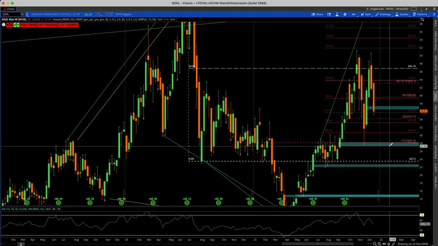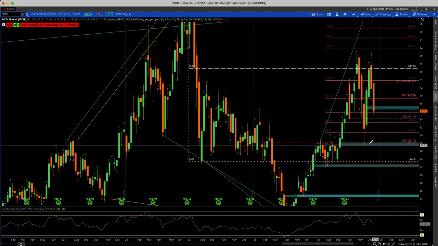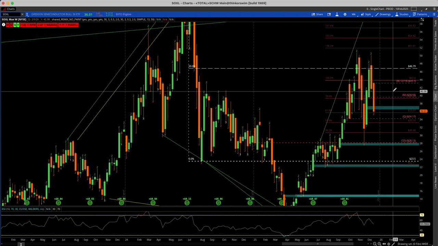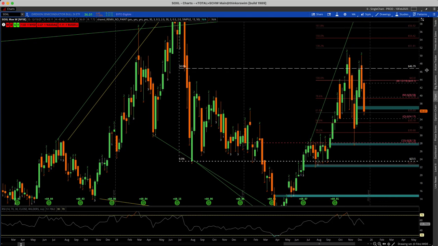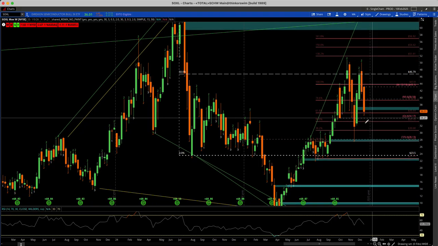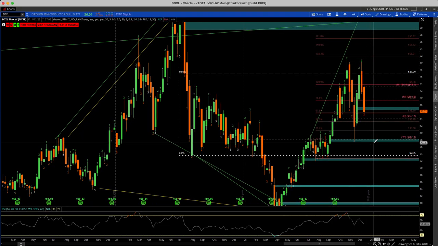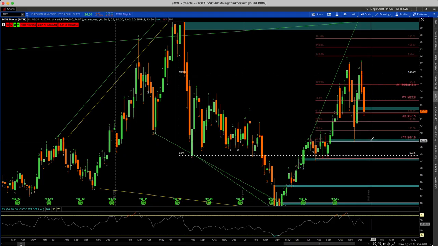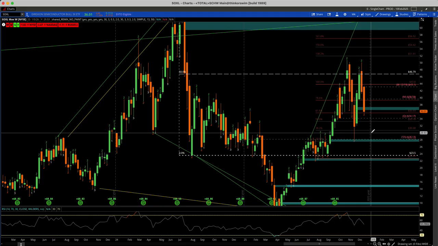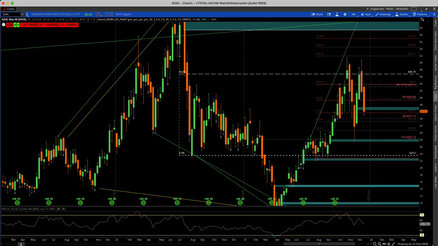If we break below that to close this gap, then we're making a lower low on the week coming from a lower high. So again, not calling for that to happen. We just want to be prepared on both sides of the equation and have our triggers and targets ready. So if we do get that downside action and make a lower low, all right, now the bears are more in control, and we've got to continue to look at more downside action.